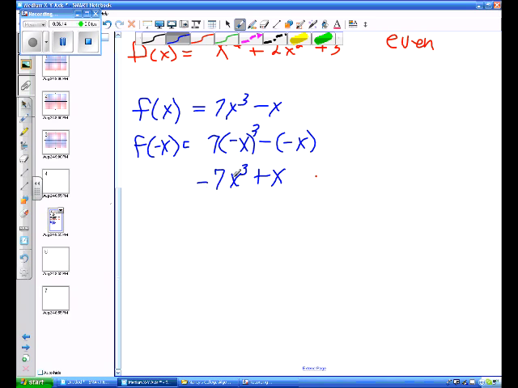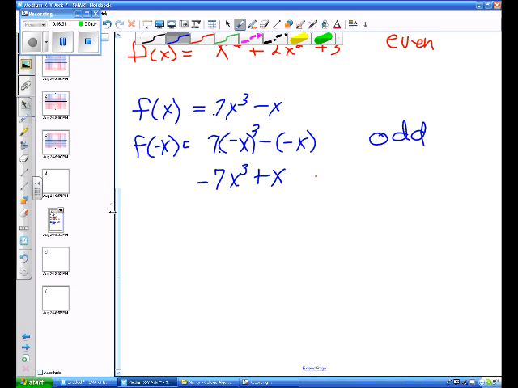Here we have negative x cubed, up here we had positive x cubed. Here we have positive x, here we had negative x. But notice we ended up with the opposite of each one. And so that's going to tell us then that we have an odd function.